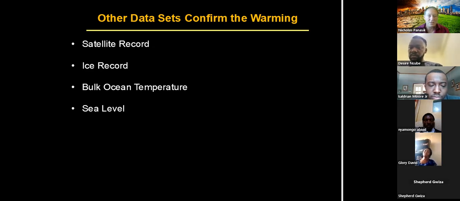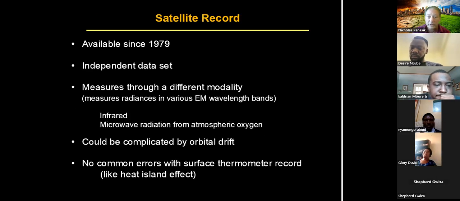So the idea here is we're trying to get multiple independent data sets to kind of confirm our conclusions about global warming. And if they don't, it has to make us ask the question, well, what's going on? Is our conclusion incorrect? Okay, so the first one we'll start with that's used a lot is the satellite record. So satellite data has been available since about 1979. And this is very different. It's not using thermometers. So this is a different data set than the surface thermometer record.